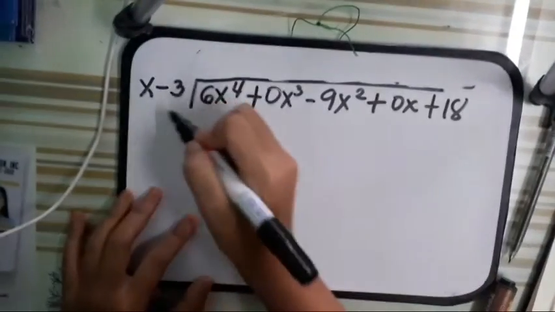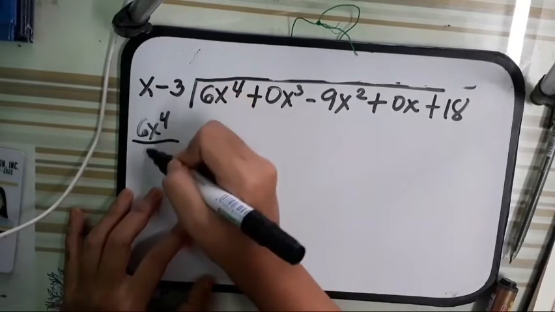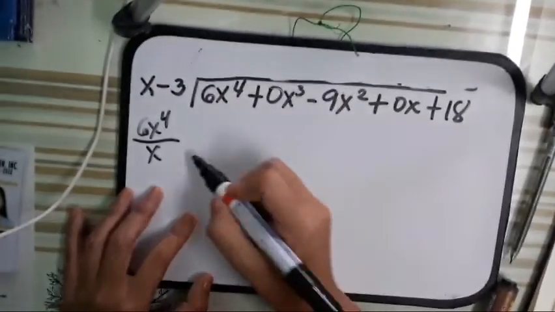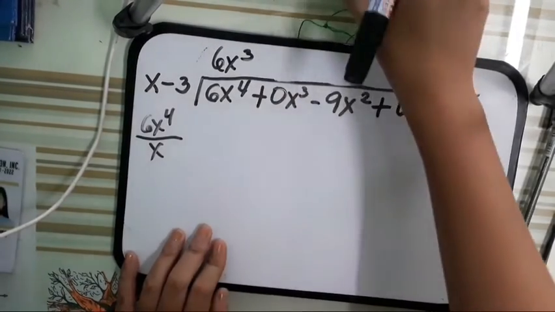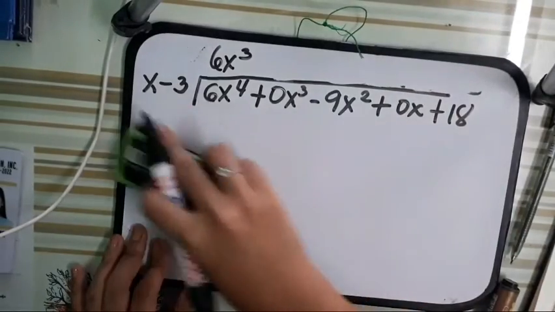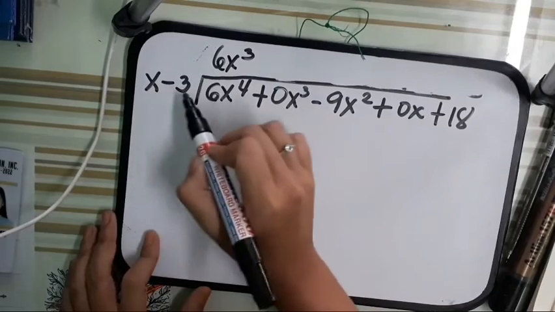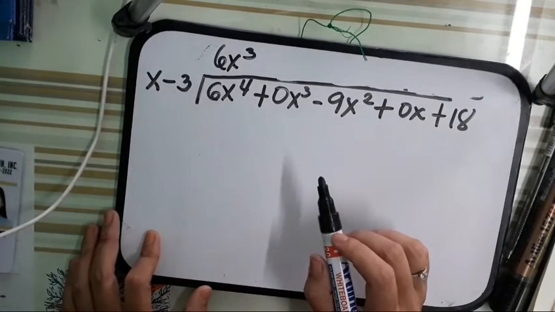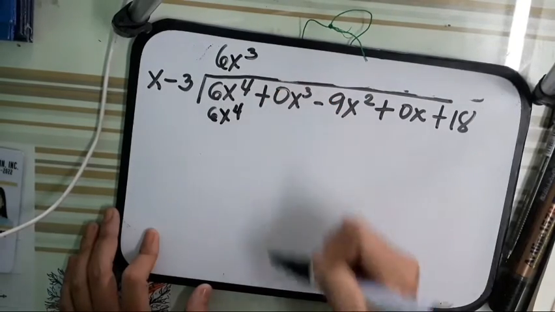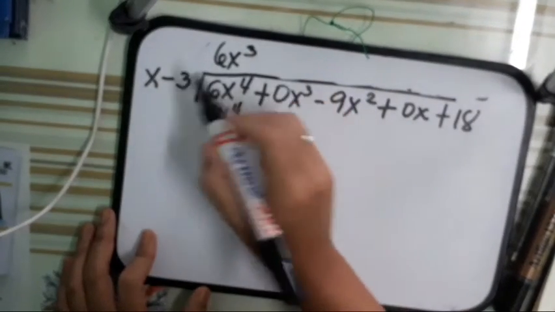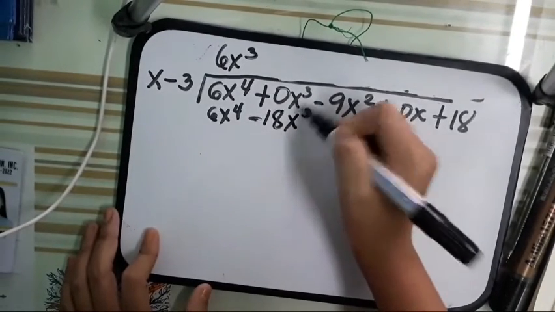Okay, so let's consider the first term of both. So we have 6x raised to 4, and then the other one is x. If we divide this, the answer is 6x raised to 3. Simply subtract the exponent. After getting the answer, we are going to distribute it to x minus 3. Okay, so 6x cubed times x is equal to 6x raised to 4. Now, 6x cubed times negative 3 is negative 18x cubed.